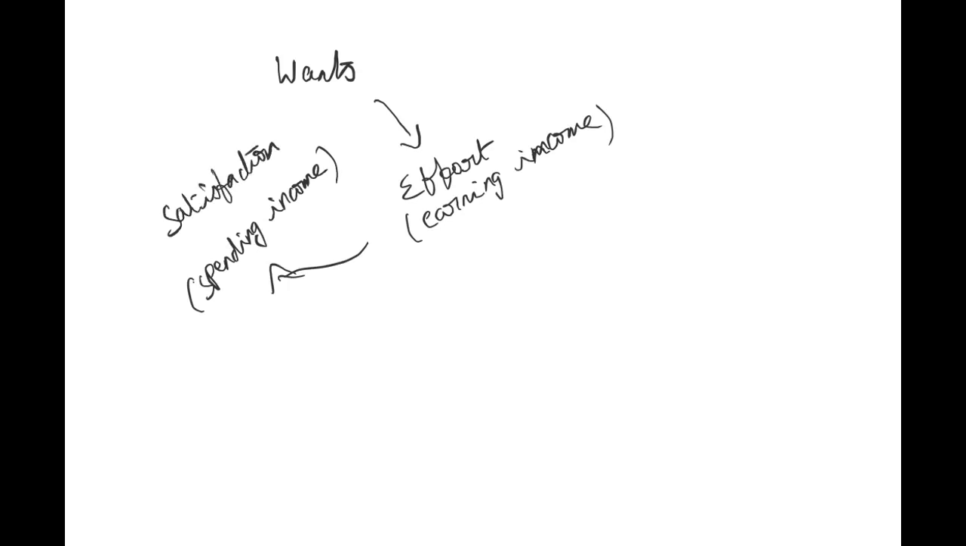Does it end here? It doesn't end, because once we are satisfied with one good or service, we want to have another good or service. So the cycle keeps on rotating. So this is what is known as the economic circle. Now this earning income and spending income, that is what is known as economic activity.